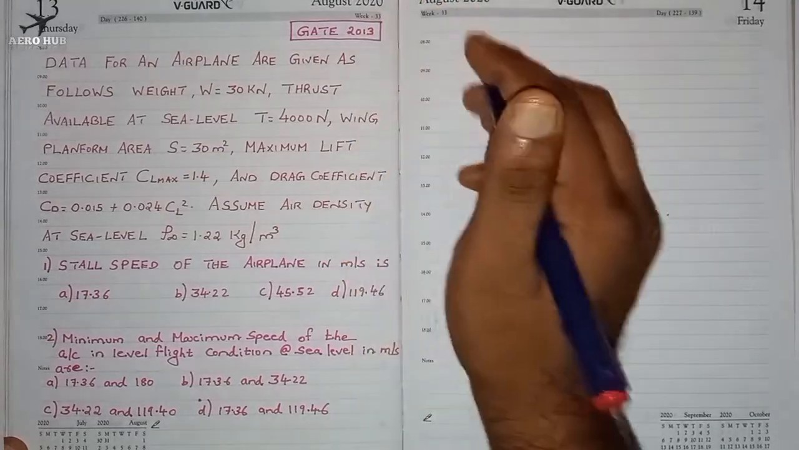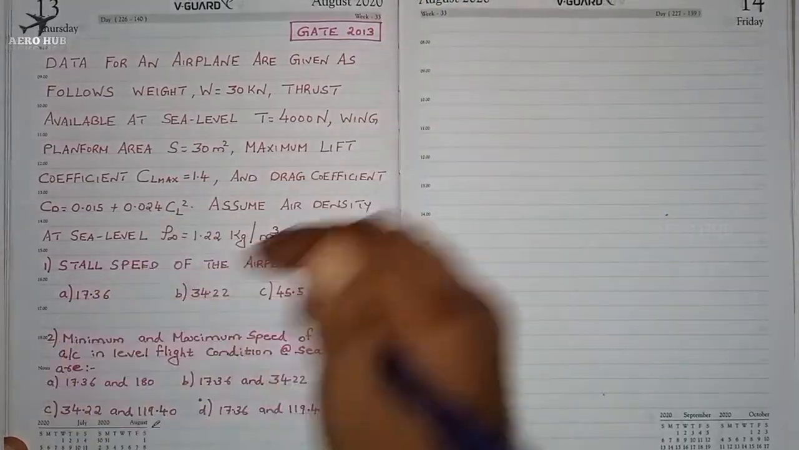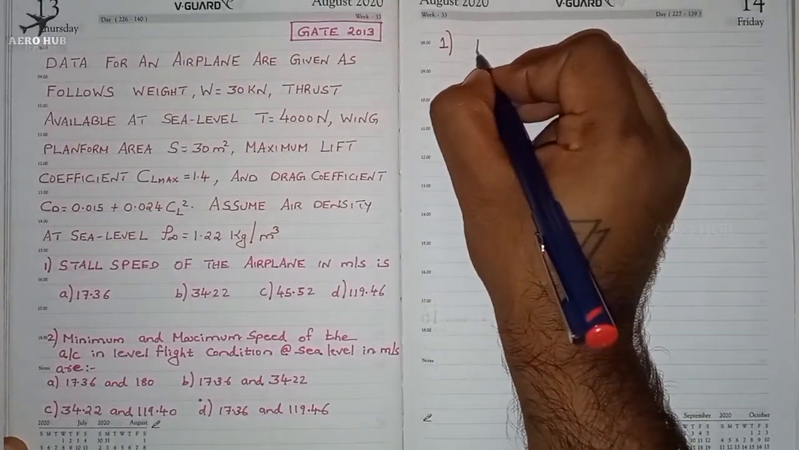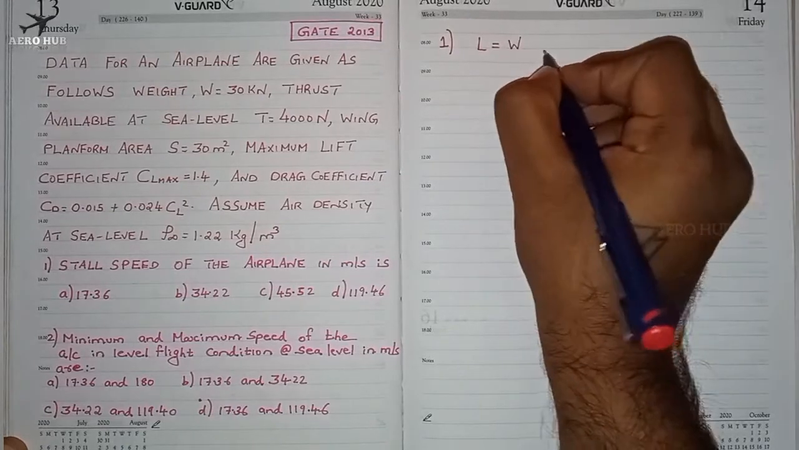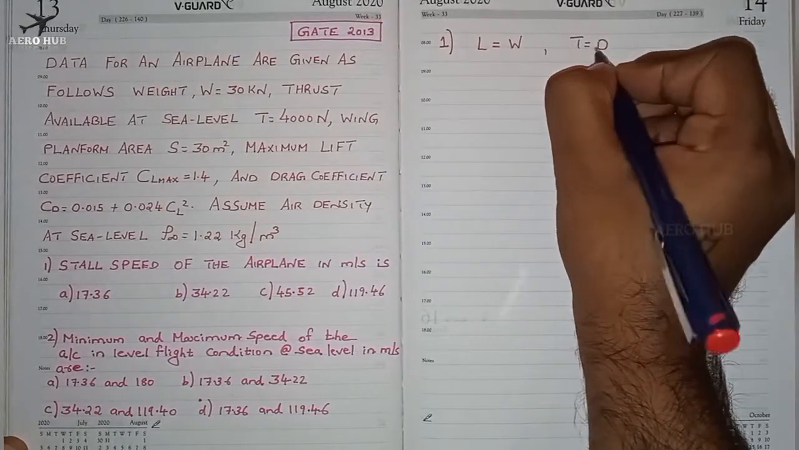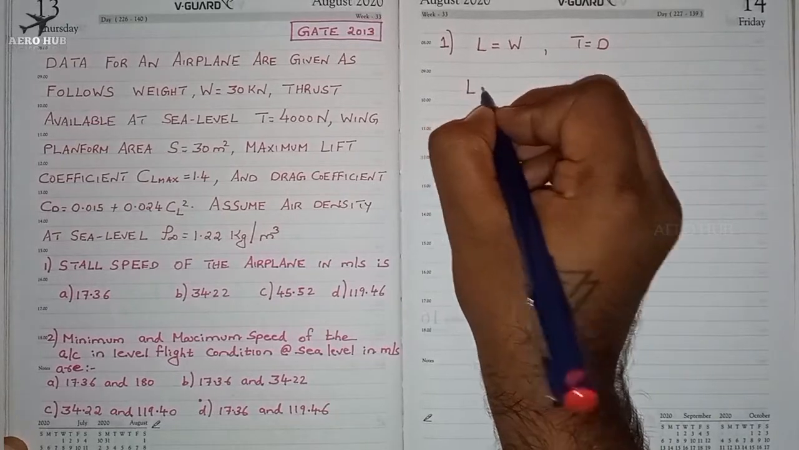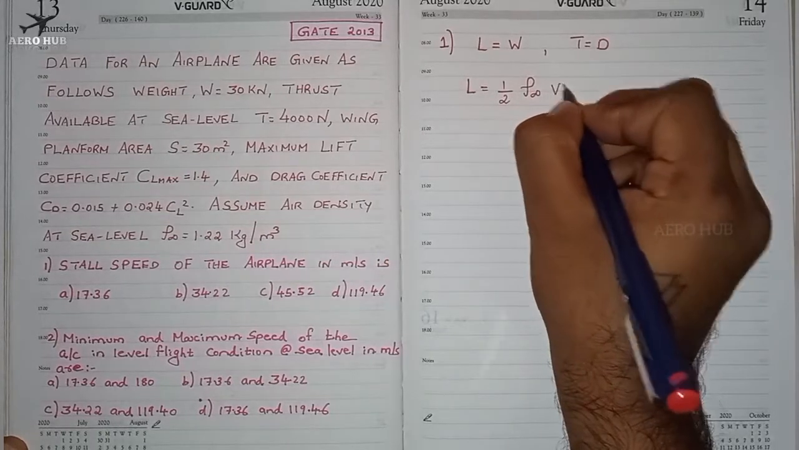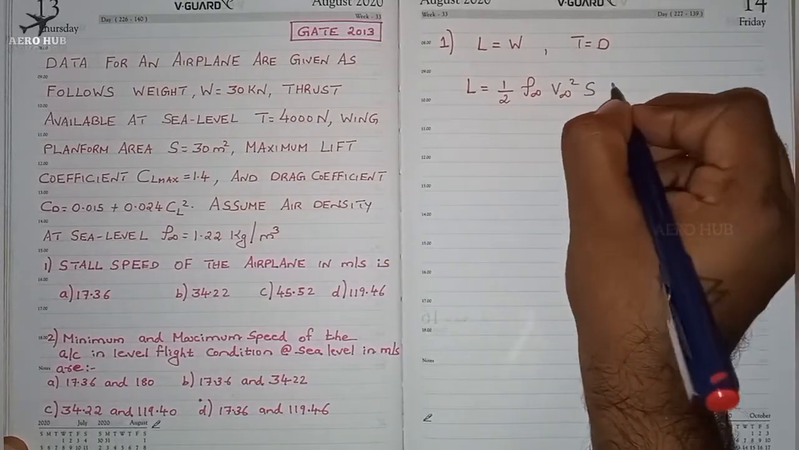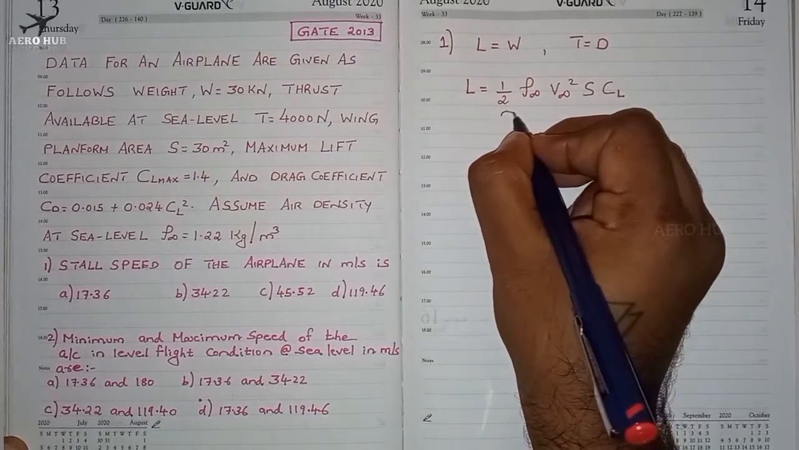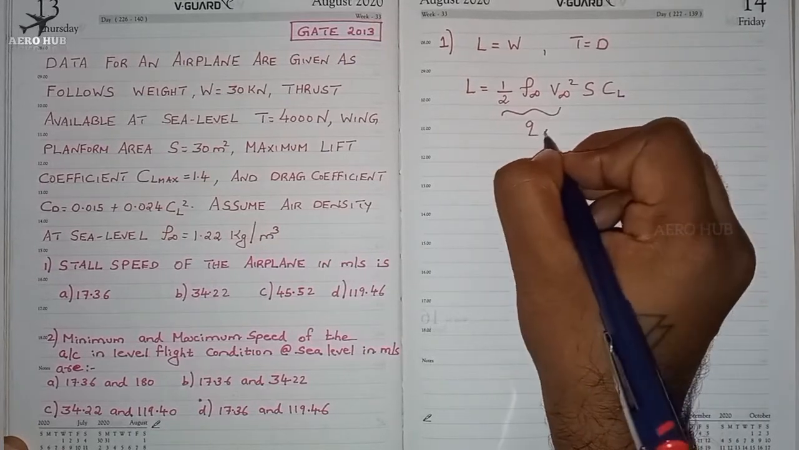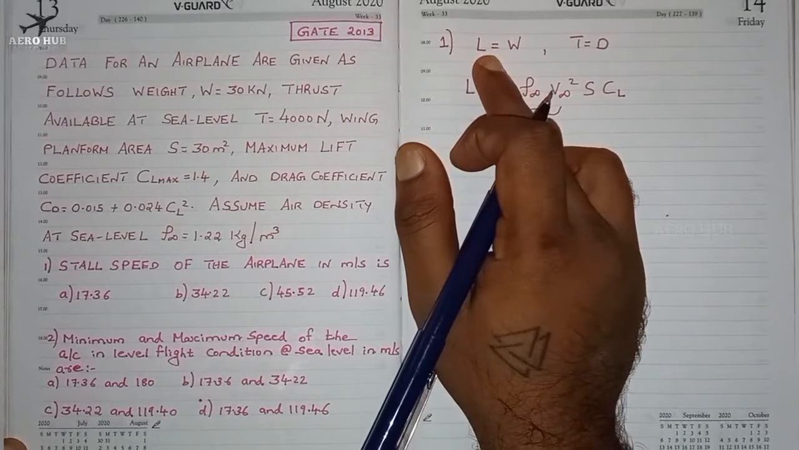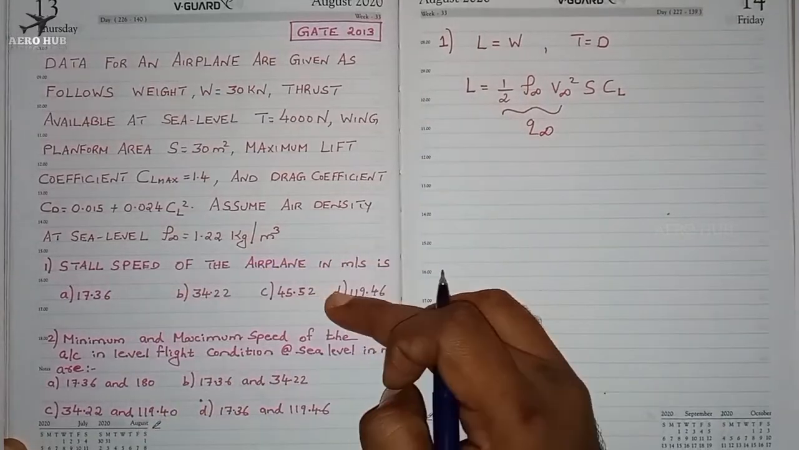Okay, so we'll solve this problem. First question, we have two questions here. You are aware that for a level flight, lift will be equal to the weight and thrust will be equal to drag. Okay, so we have the equation for lift is equal to half rho infinity V infinity square S CL. And this term is called the dynamic pressure Q infinity. You are aware about these things. Since we are operating in a level flight condition, we have to find out the stall speed.